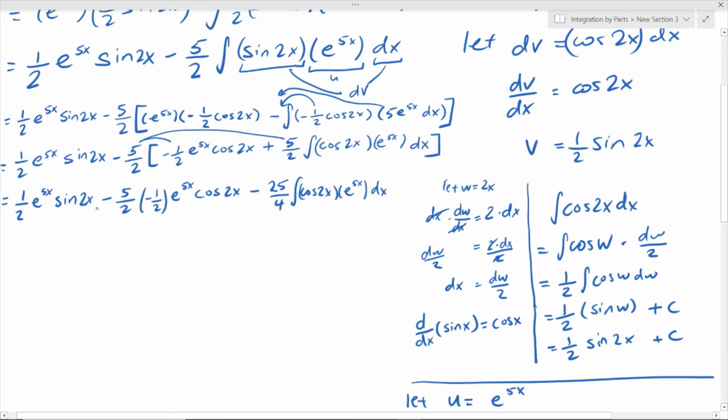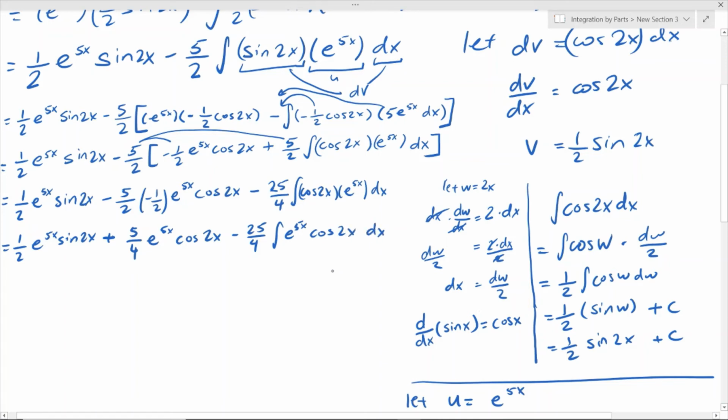And I'm going to simplify this a bit more. So I'm going to get 5 times 1 is going to be 5, and here negative, negative, positive, so positive 5. 2 times 2 is 4, so 4 right here, times e to the exponent of 5x, and then cos 2x like that. And here negative 25 over 4 times the integral of e, I'm just going to write the e first, e to the exponent of 5x times cos 2x dx.